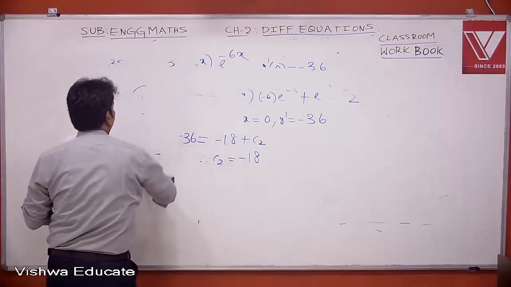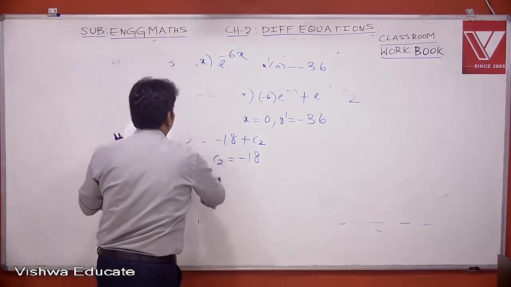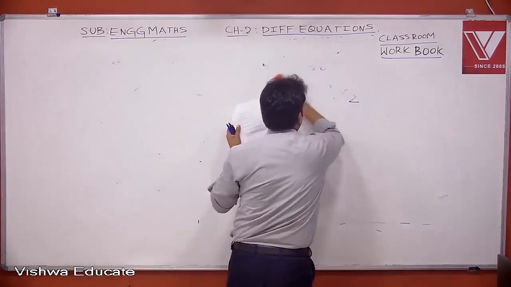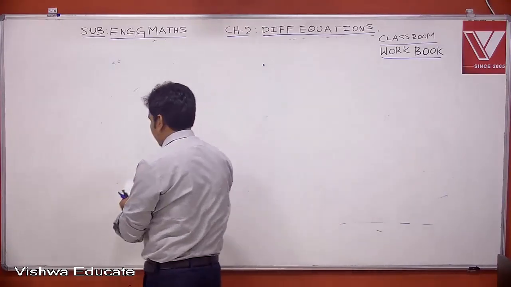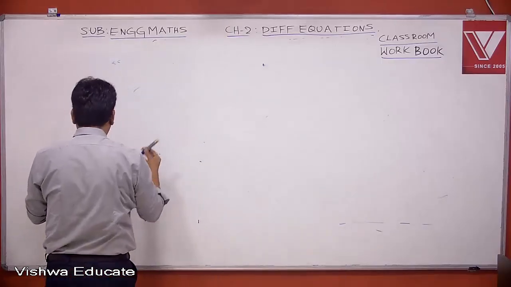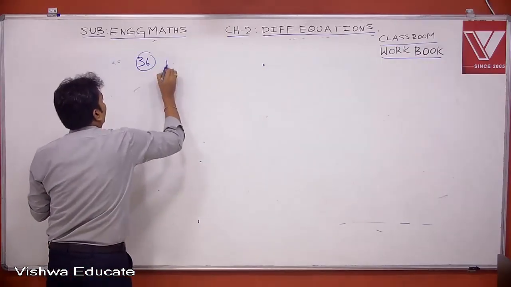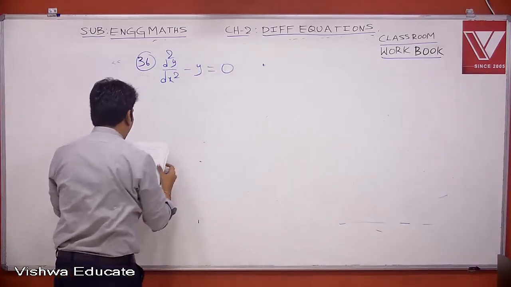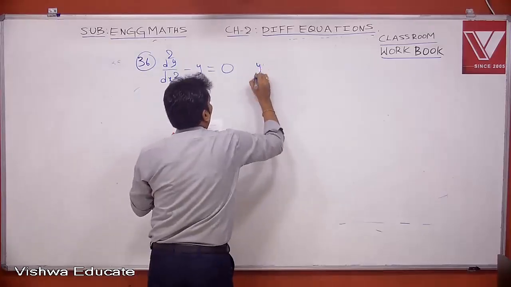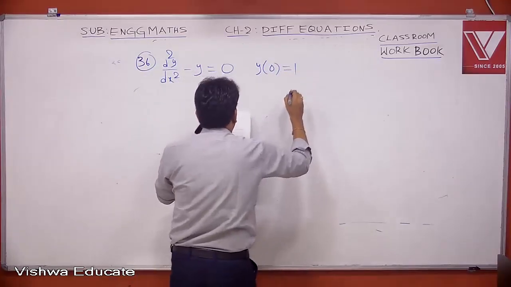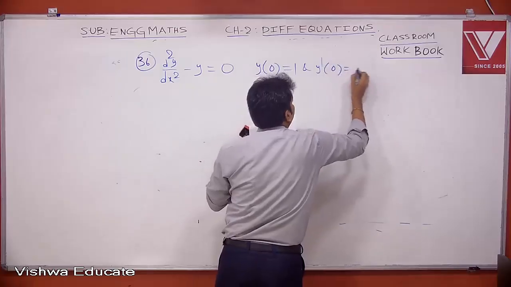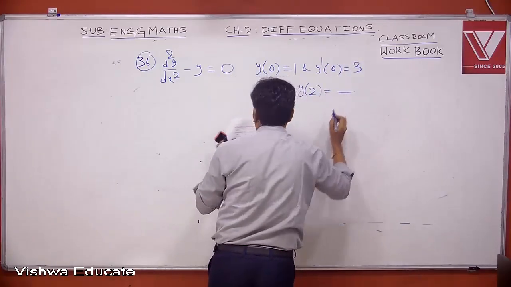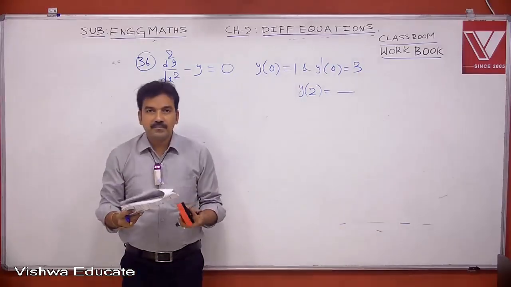Now let us move to question number 36. Consider an equation d square y by dx square minus y equal to 0 with two initial conditions. What is my equation? D square y by dx square minus y equal to 0, with the two initial conditions y of 0 equal to 1 and y dash of 0 equal to 3. Then we need to find the y value when x equal to 2. That means y of 2 is required.